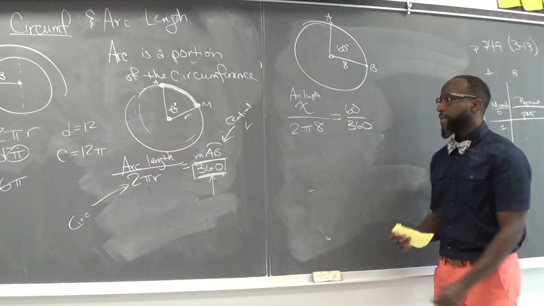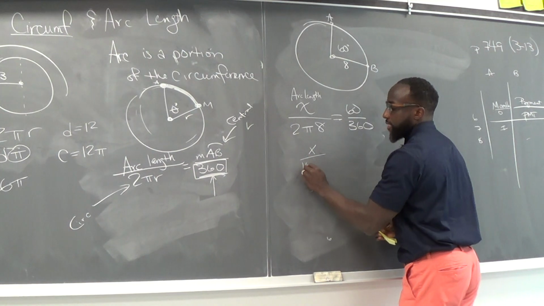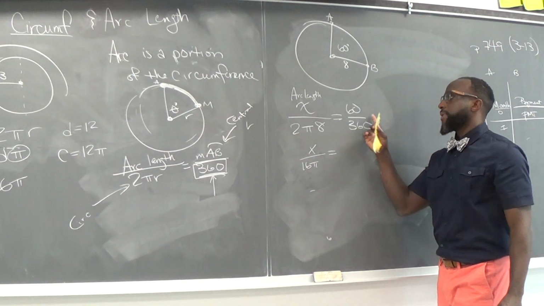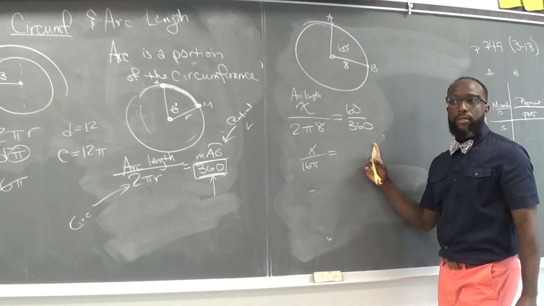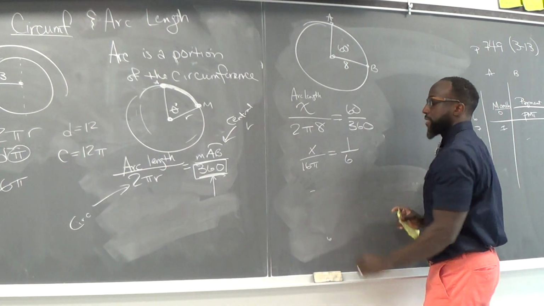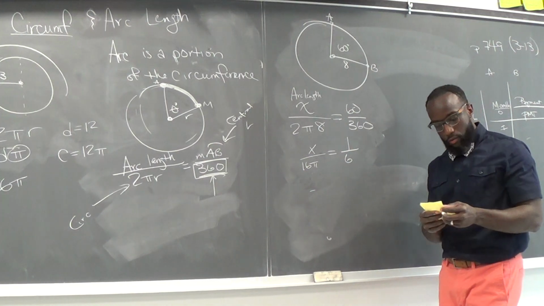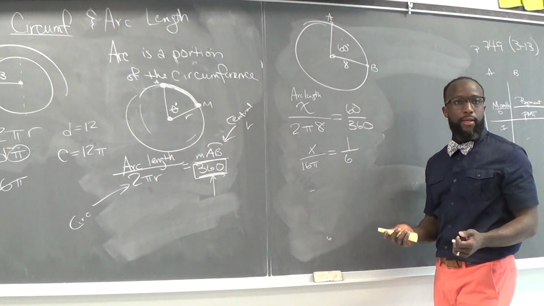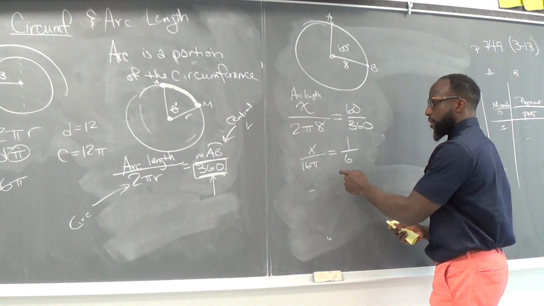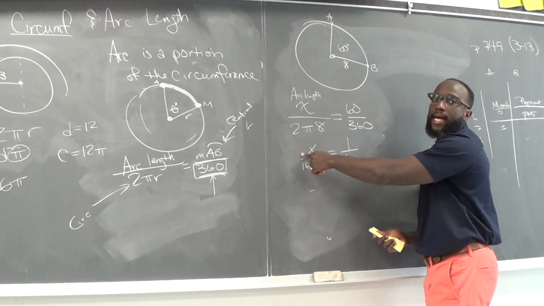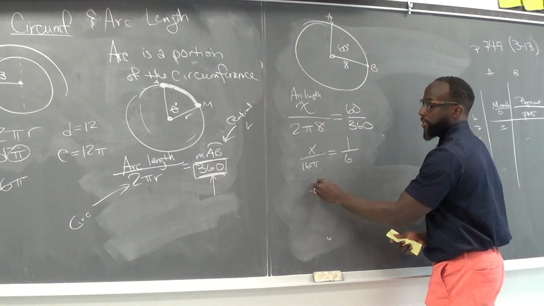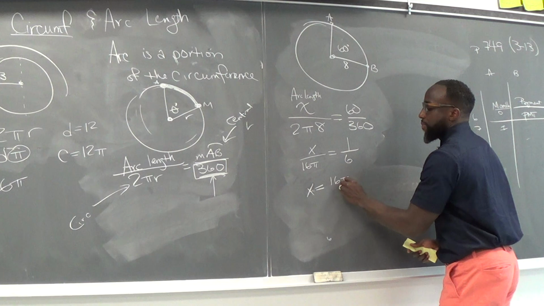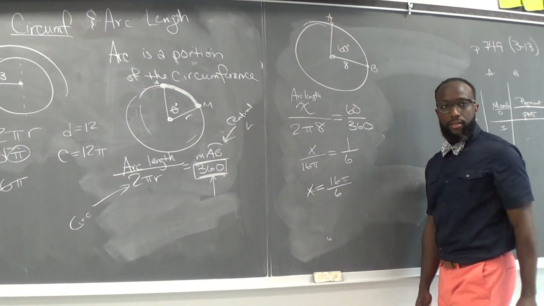Alright, so let's simplify. We got x over 16 pi equals 60 over 360, which is what? 60 over 360 is 1/6. Then from here we cross multiply. Well, we don't even necessarily have to, we can leave the x by itself and move this over here. So we'll get x, the arc length, equals 16 pi over 6.